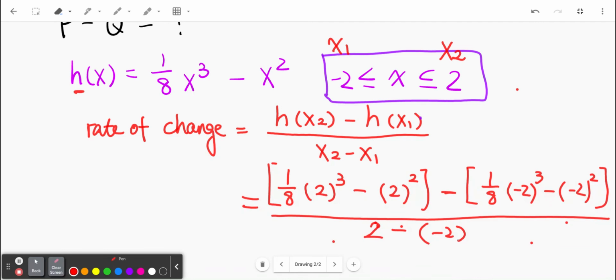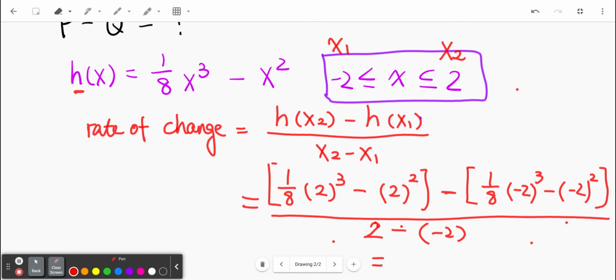Backtrack. For the first function, you're still plugging it in, x is still going to be the x1. You see the first function, I did 1/8 times 2 cubed. Whatever x it is, you just plug it in. So all you have to do is the math. I'm just running out of space to write.